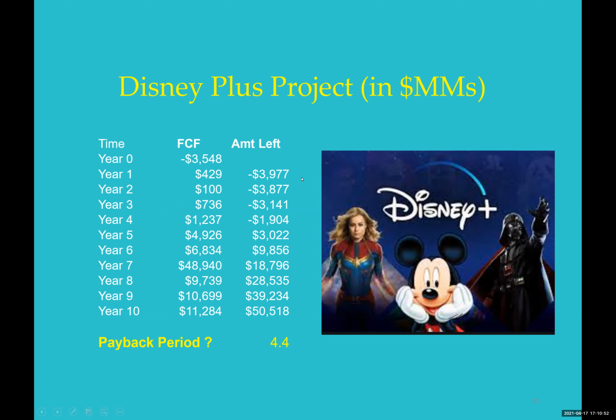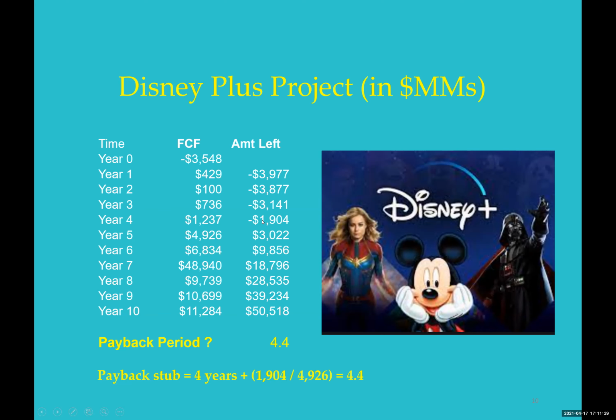We do the exact same methodology to try to figure out when Walt Disney would break even on the Disney Plus project. And doing the methodology, you can see that the payback period would be 4.4 years. You start with the initial negative 3.548 billion, and then you add the positive free cash flows from each year until you get to year 4. At the end of year 4, you have negative 1.904 billion left to break even from your original investment. You can look in year 5 and see that you expect to receive free cash flows that will help you reach break even.